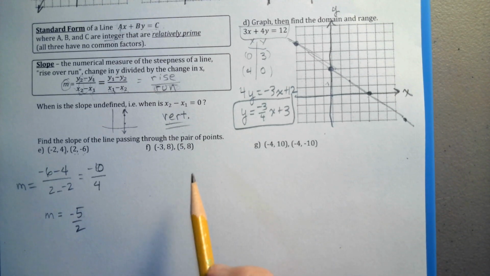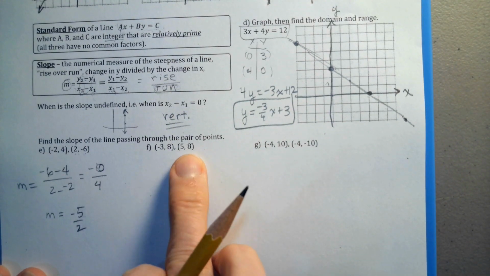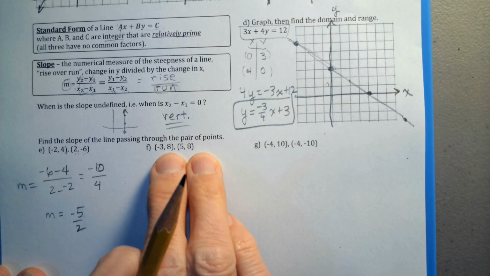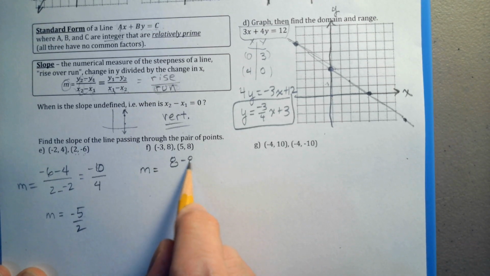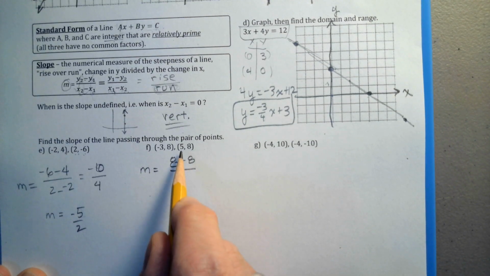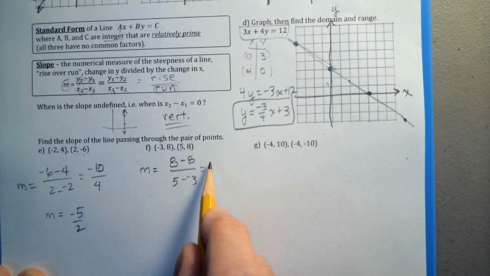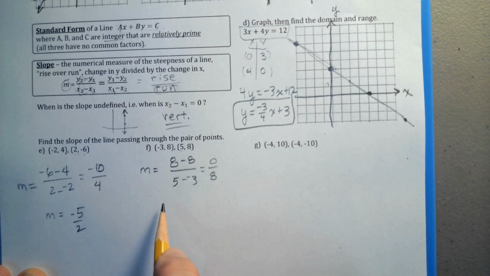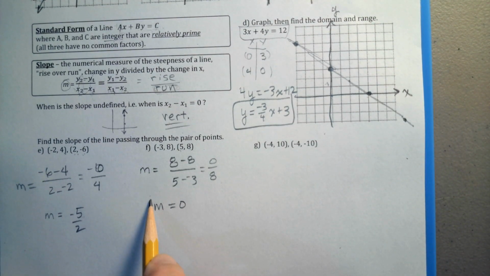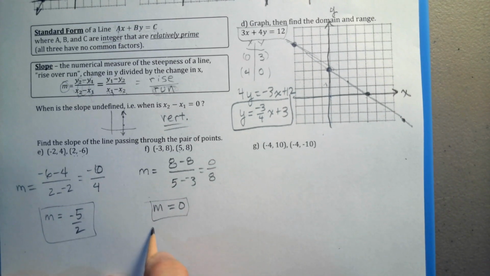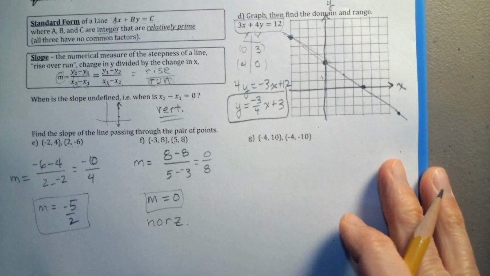Looking at the next one. In this case, notice there's something interesting about these 2 points. They have the same y coordinate. So if we plug those in, we get 8 minus 8 over, let's say I started with this 8, so I have 5 minus a negative 3. So that's going to be 0 over 8, which is going to be 0. So the slope of 0 means that we have a horizontal line. All right, so slope equals 0 in that case.